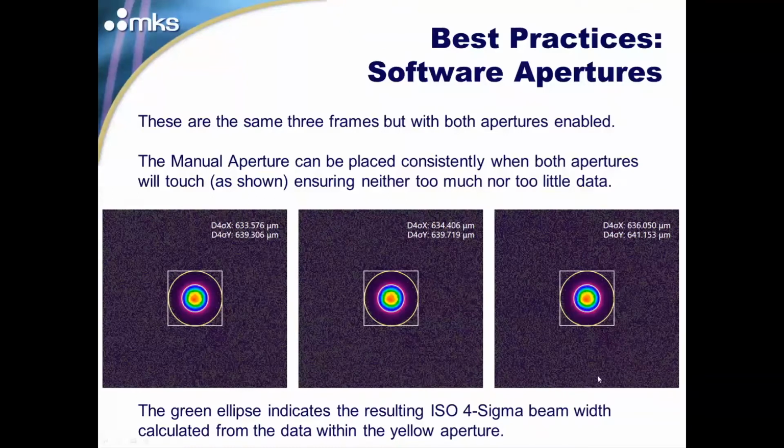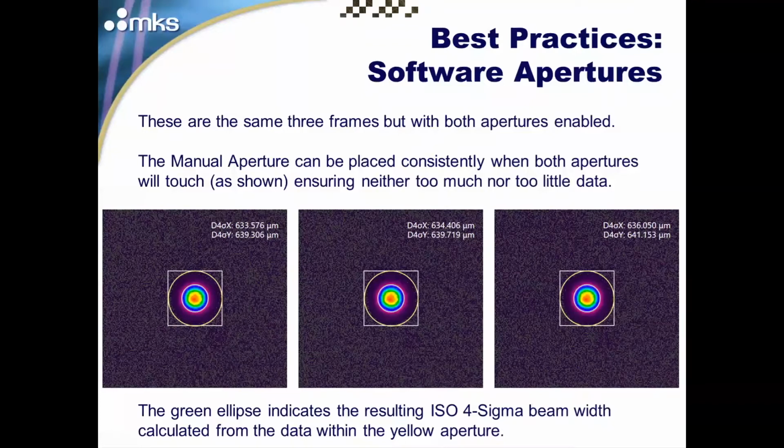So typically our recommendation, unless there's some unusual circumstance, not all lasers can use both apertures. You might have some natural wander to your beam, or there's some other noise, from a flash lamp, for example, that makes this more difficult. But generally speaking, we prefer to use both apertures simultaneously, and the manual aperture can be placed quite consistently about where both apertures start touching.